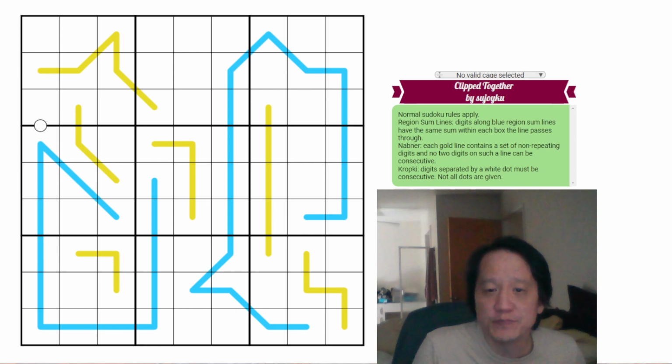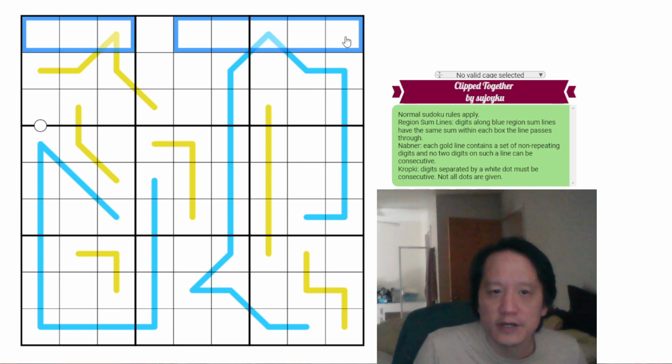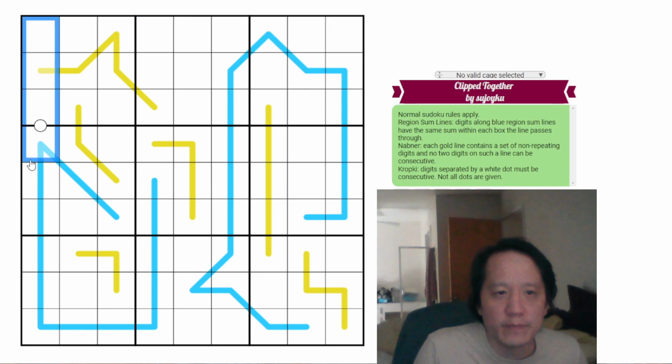And here are the rules. Normal Sudoku rules apply, which means place the digits 1 through 9 in every row, every column, and every box.